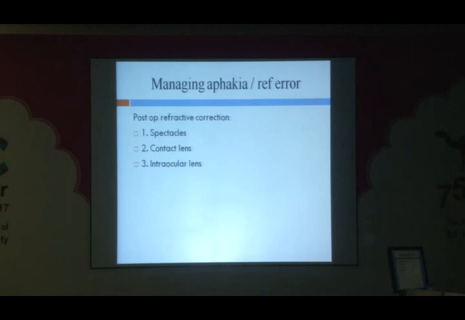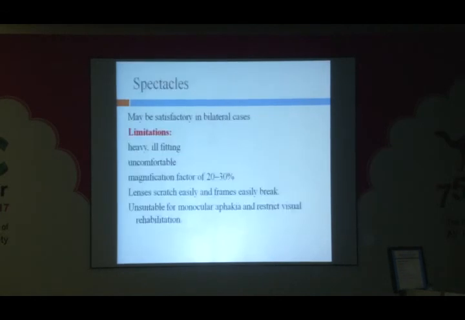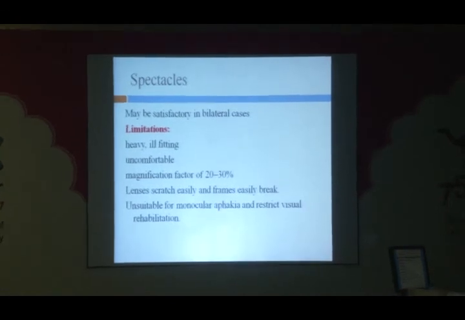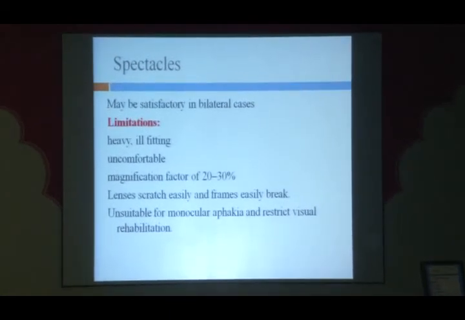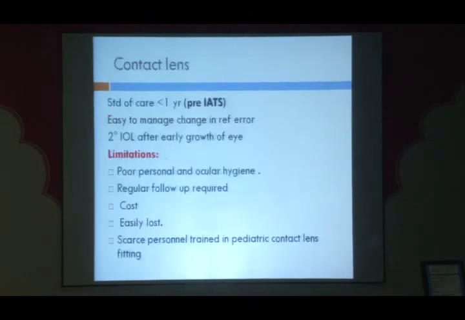So options for post-operative aphakic or refractive error correction: spectacles, contact lenses, or intraocular lenses. Spectacles are satisfactory. In fact, that's something which in India we're using extensively. But particularly if it's bilateral, it's a very heavy lens spectacle that they are dealing with. It's almost slipping down all the time. A small child just is not able to wear them. They're uncomfortable. In unilateral operated cataracts, you have a magnification factor which makes it very difficult for you to give a good level of binocularity, even if there is good vision in one eye. And of course, spectacles are really unsuitable for monocular aphakia and really restrict visual rehabilitation.